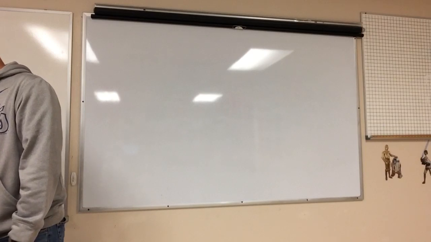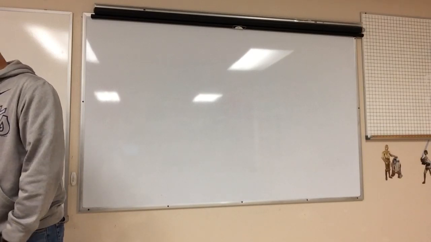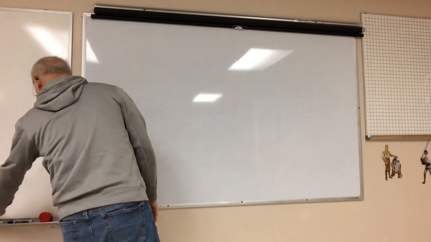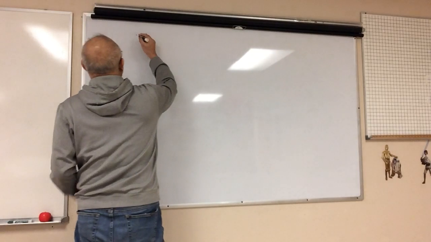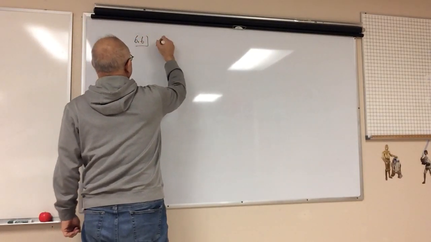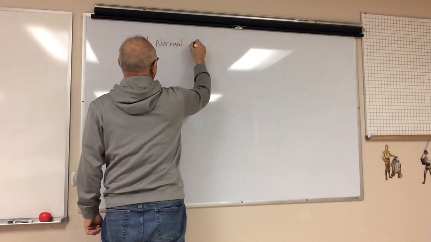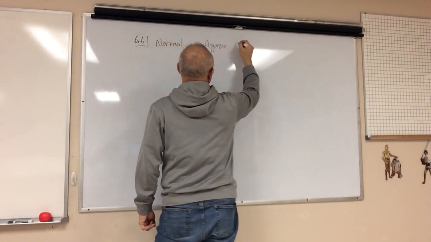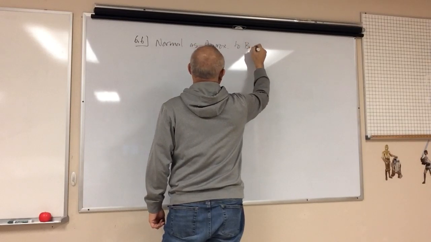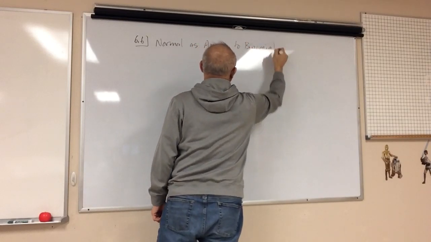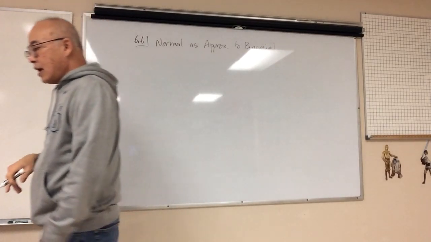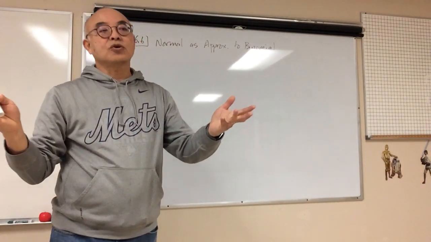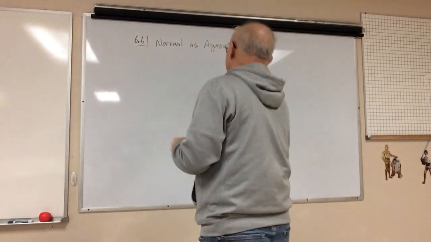Let's go on to 6.6 now, and we will do normal as approximation to binomial. So what we're doing is taking a binomial distribution and saying that it's normal, and we're just going to move on.